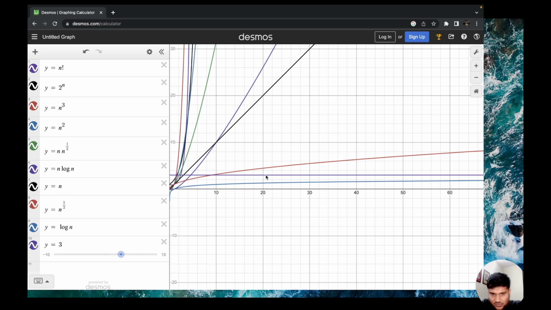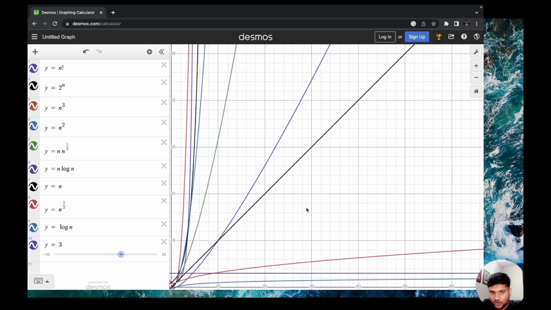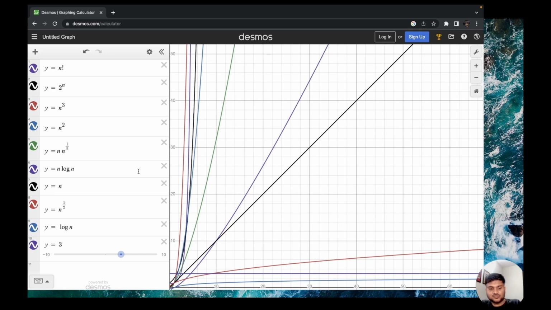That's why you see y is equals to 3 is above log n. But after a very large value of n, log n will surpass y is equals to 3. But y is equals to 3 is going to remain the same. So technically its time doesn't change. So these are the different important curves that I have listed. I'll just take a screenshot quickly, so that you can understand how these curves look.